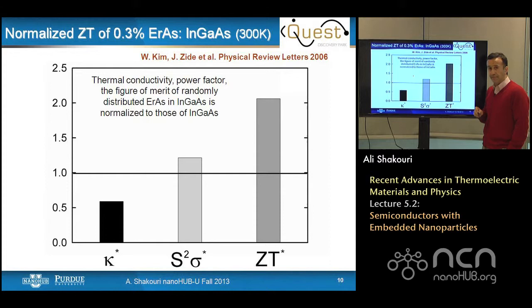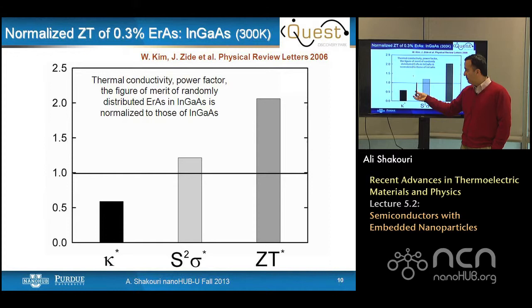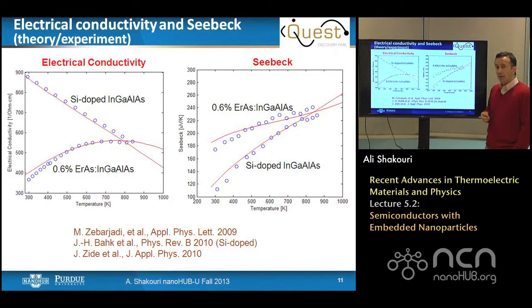Of course, the ZT is small at room temperature, so this doubling doesn't give you a large ZT. But the principle shows that you can both reduce the thermal conductivity and increase the power factor. The temperature dependence, and how this scattering is affected, is quite dramatic.